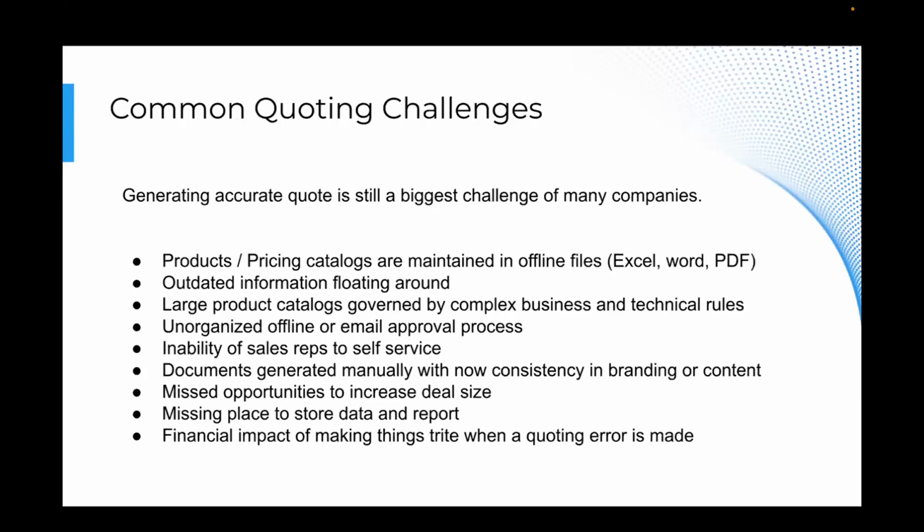So as I told you, there can be a scenario where the company upgrades their product. They can start applying offers and promotions. So each and every time we make some changes in our product, that needs to be updated in all the offline files. Then there are large product catalogs. Those are governed by complex business and technical rules.